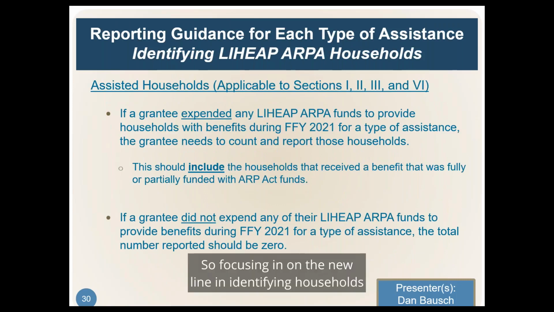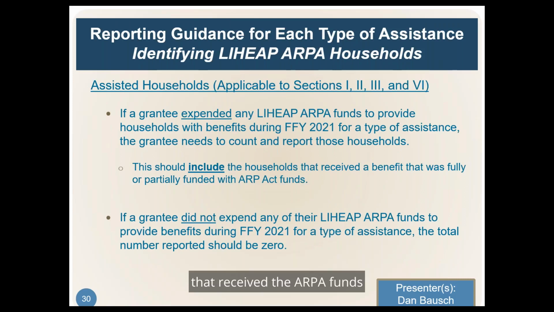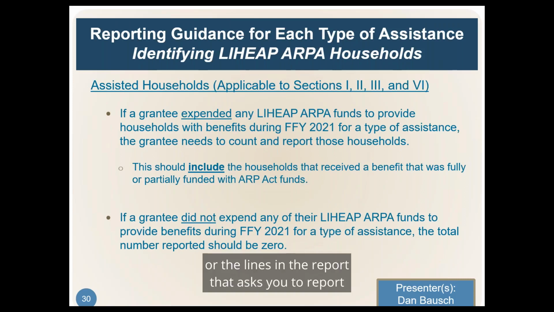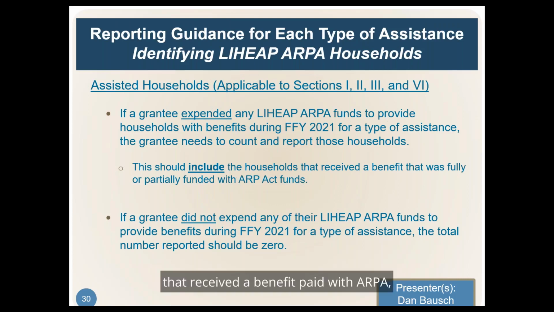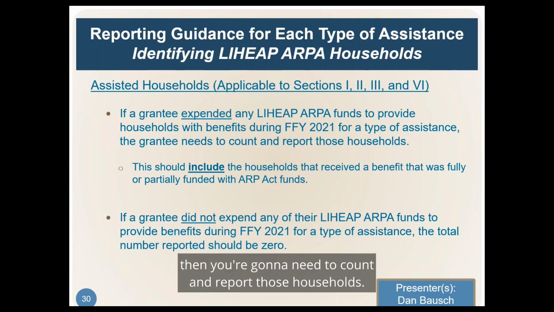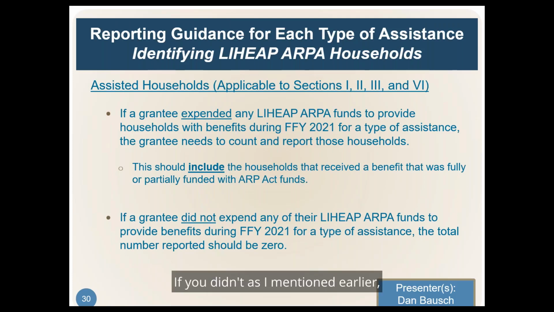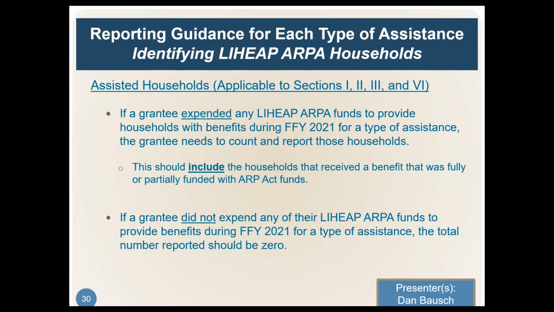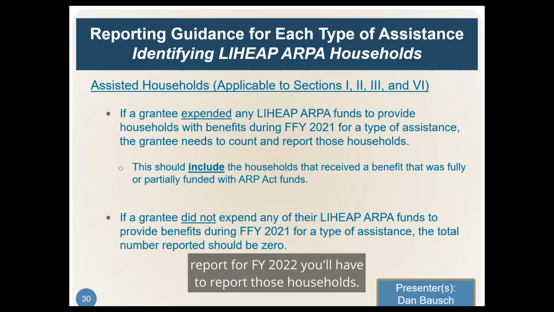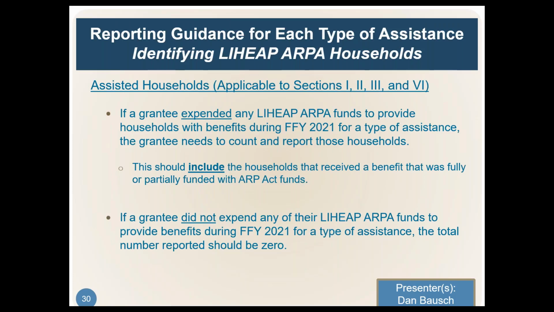So focusing in on the new line and identifying households that received the ARPA funds, for the lines in the report that ask you to report about assisted households, that's sections 1, 2, 3, and 6, which is an optional section. For those sections, you're focusing in on including any household that received a benefit paid with ARPA. And so if you expended your ARPA funds to give benefits during FY 2021, then you're going to need to count and report those households. If you didn't, as I mentioned earlier, you'll have 0 on line 3, but you'll need to keep in mind that in next year's report for FY 2022, you'll have to report those households. Next slide.